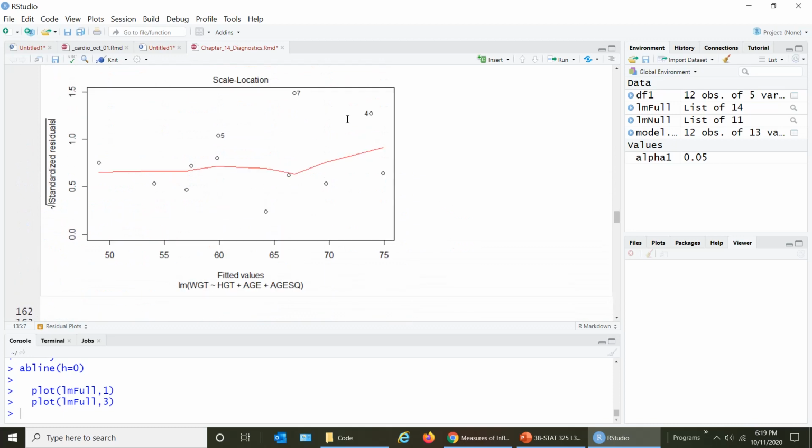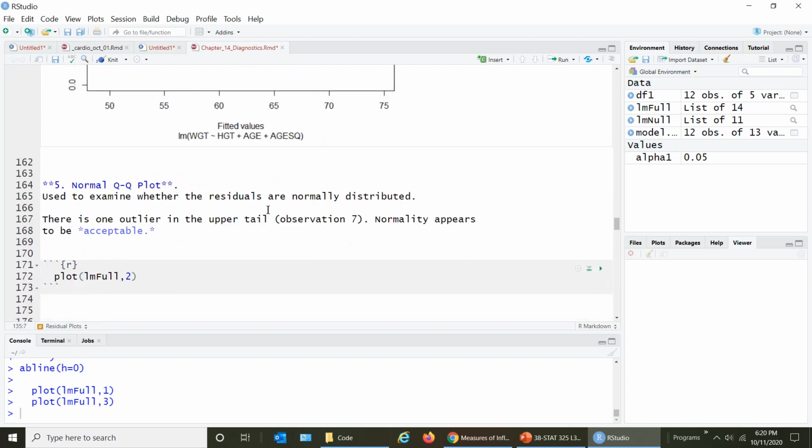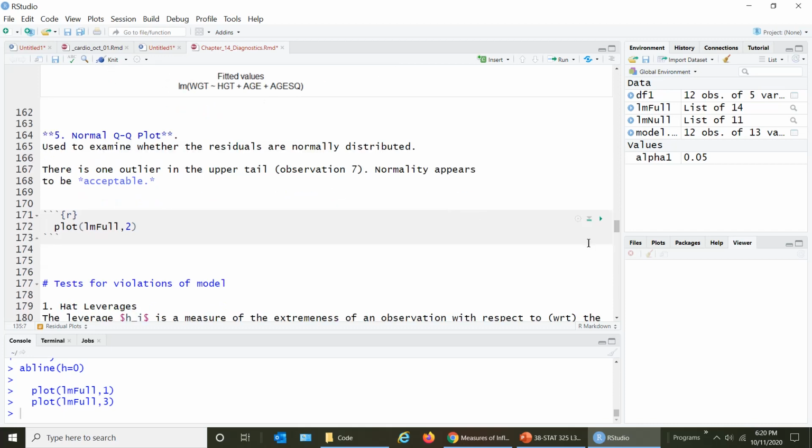Again, this is a very difficult thing to see, but if you see an obvious pattern where it just obviously got bigger or got smaller as far as the variance, the spread changed, went from small to large, then that would be an issue. Now the next thing we're going to look at is a normal QQ plot.